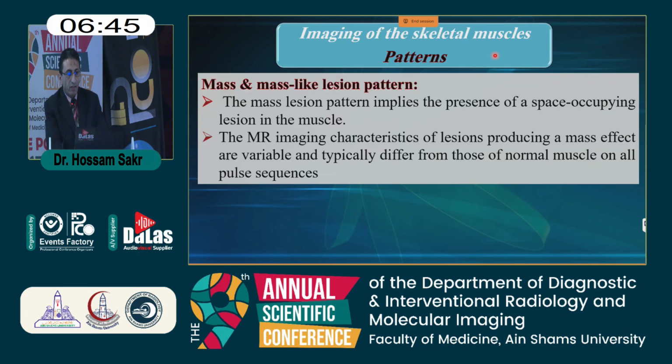The third pattern is the mass and mass-like lesion pattern. It implies the presence of a space-occupying lesion within the muscle. The MR imaging characteristics of the lesion produce a mass effect and are variable, and typically differ from those of normal muscle in all pulse sequences.